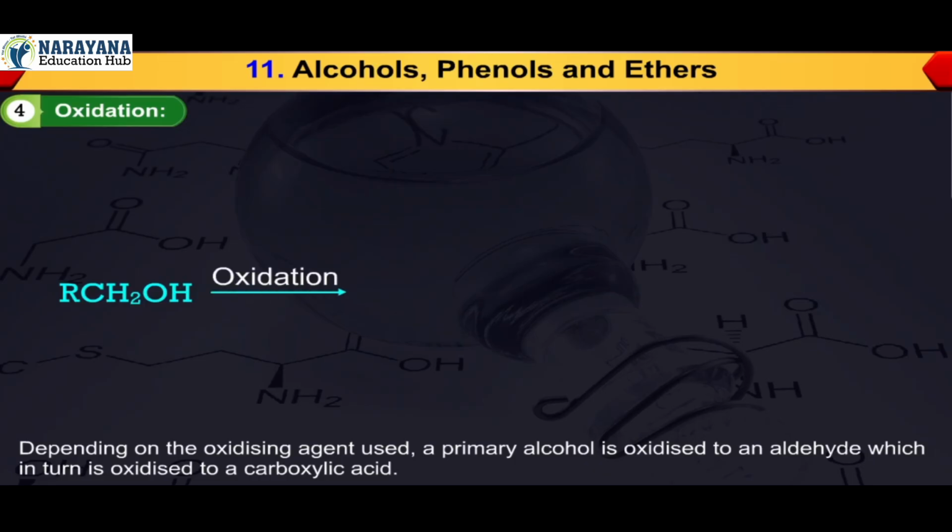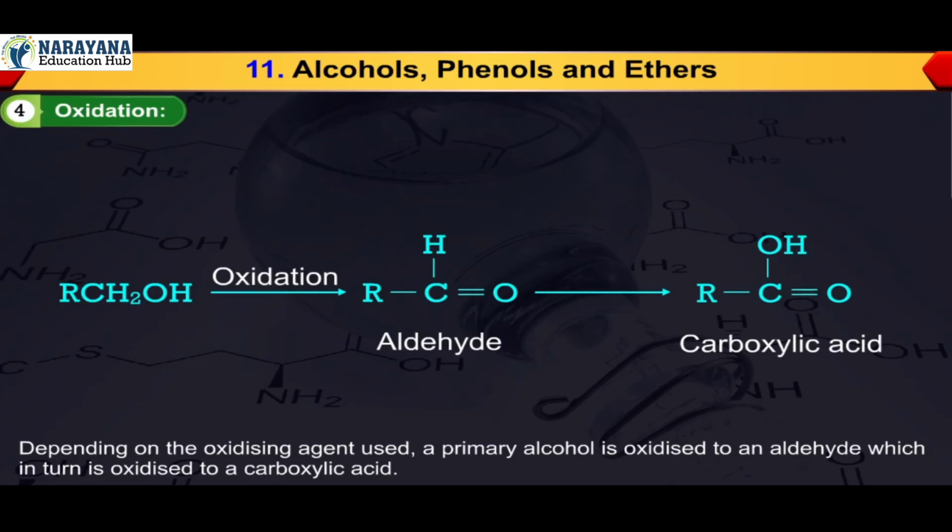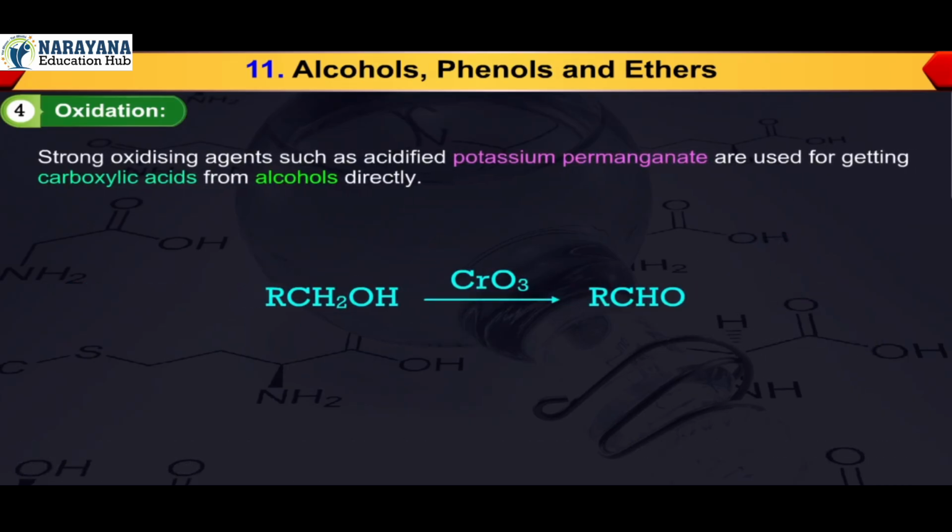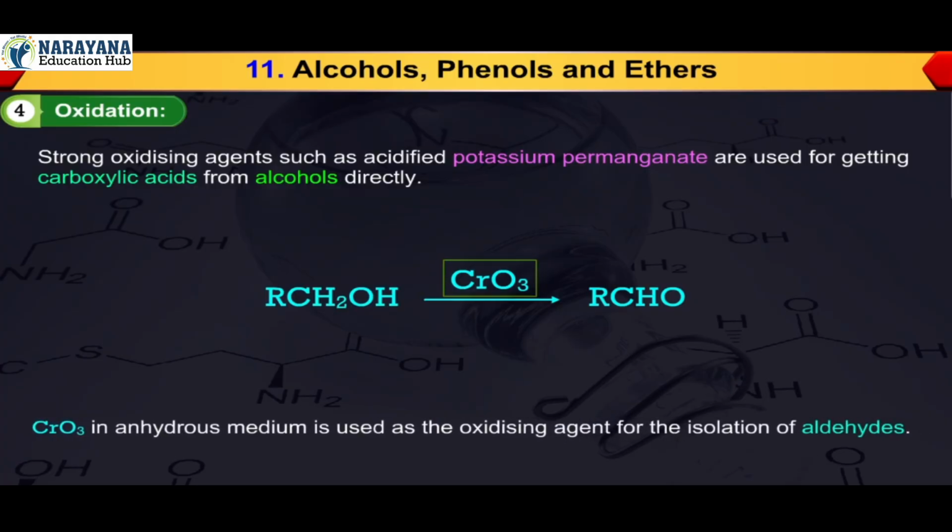RCH2OH gives RCH=O, which gives RCOOH. Strong oxidizing agents such as acidified potassium permanganate are used for getting carboxylic acids from alcohols directly. CrO3 in anhydrous medium is used as the oxidizing agent for the isolation of aldehydes.